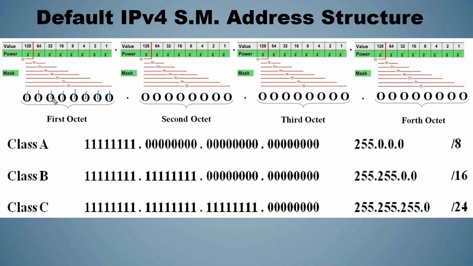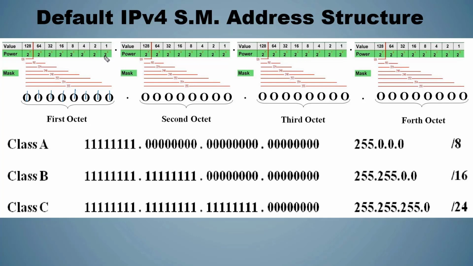Where is that coming from? Here in the binary number system, we have bit positions, which we can see here: 0, 1, 2, 3, 4, 5, 6, 7. Exactly the same thing for the second octet, each bit position 0, 1, 2, and so on. Same thing for the third octet, and same thing for the fourth octet.